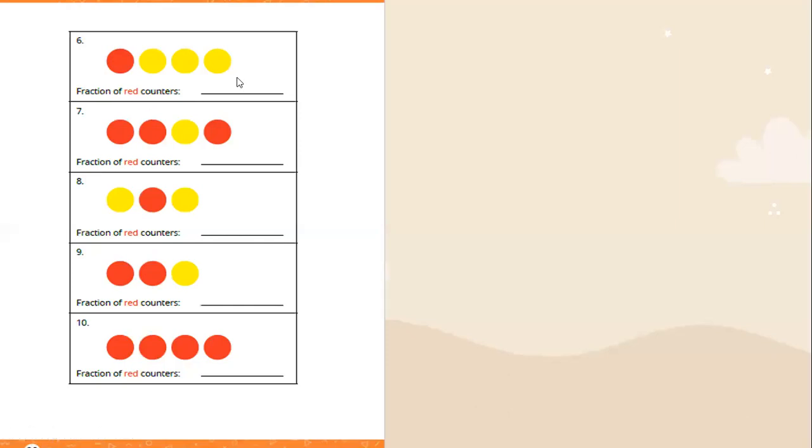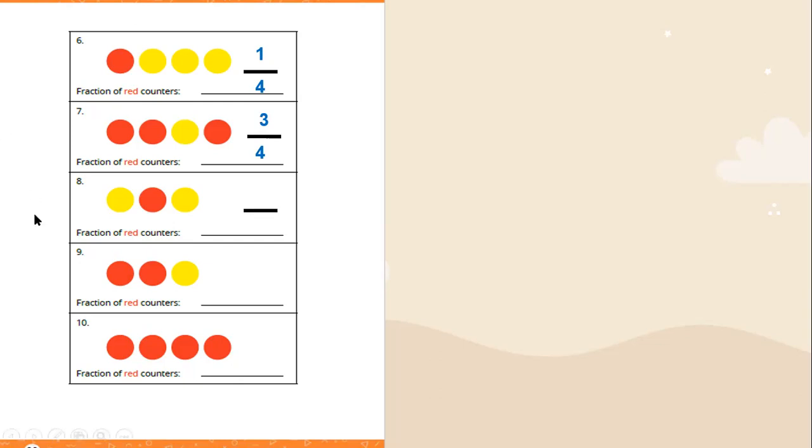Bravo. The next part, we will count the number of colored circles in red, and we will write the fraction. How many colored circles with red? Bravo, excellent, Noor and Lujaina, 1 over 4 or 1/4. The next one, how many parts colored with red? How many circles? 3, bravo. 3 out of 4 or 3/4.